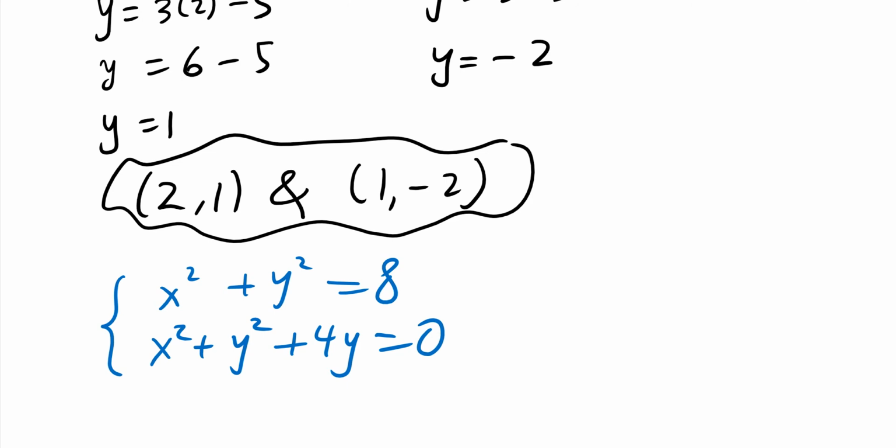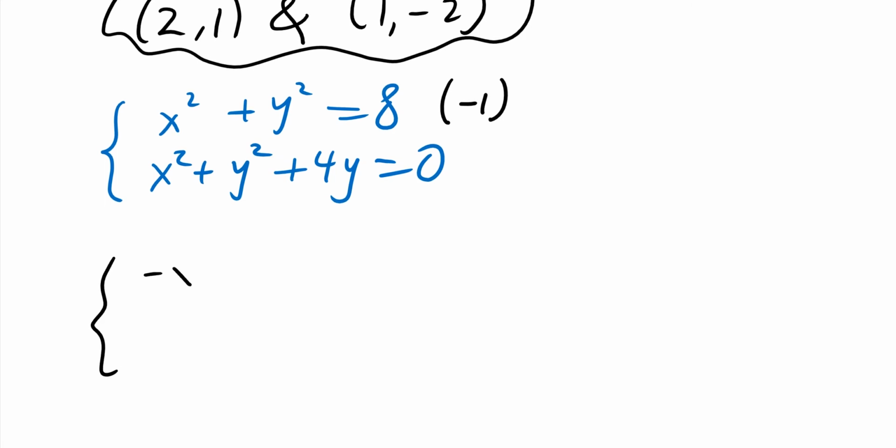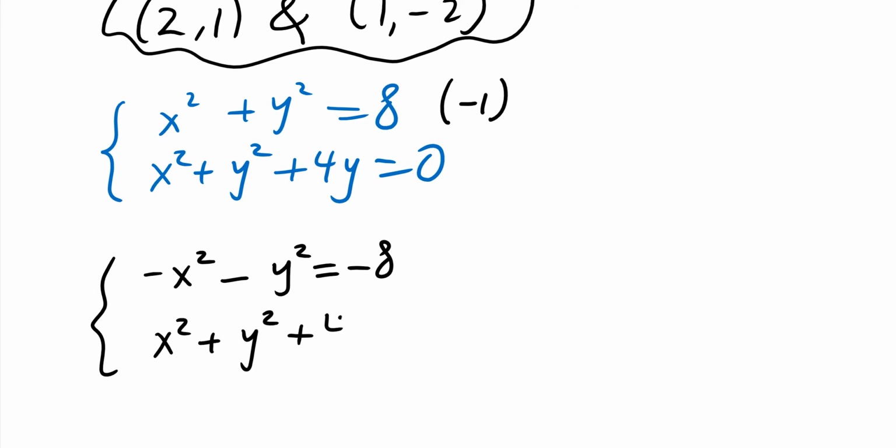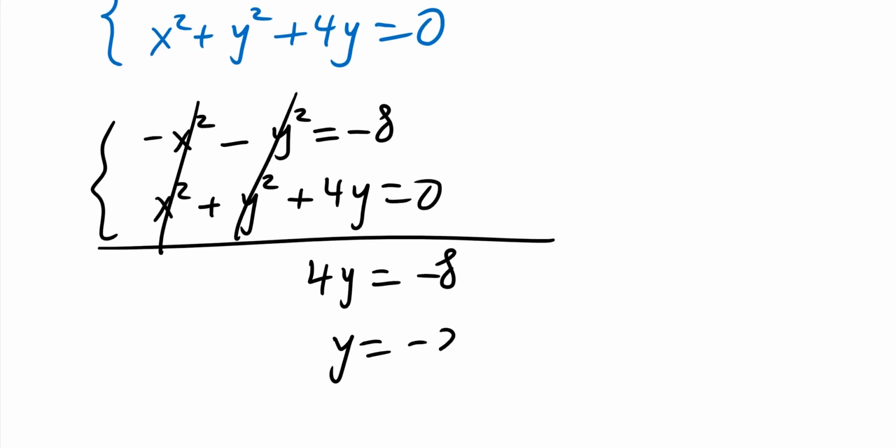We can multiply, let's say, the top by negative 1. That will give us negative x squared minus y squared equals negative 8, and this stays the same, x squared plus y squared plus 4y equals 0. This cancels, so you get 4y equals negative 8, so y equals negative 2. That's y. But it's not done, I still need to find the x.